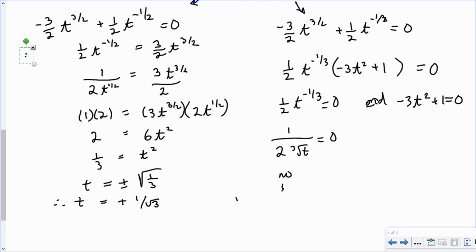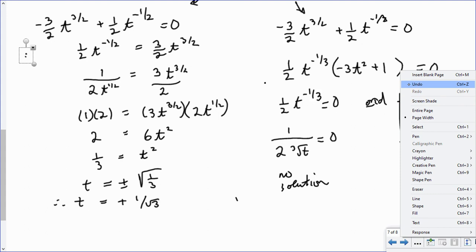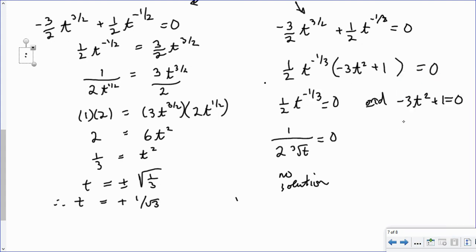In this expression, t equals 0. I can't solve that. There's no way that that fraction is ever equal to 0. The next one is negative 3t squared plus 1 equals 0. t squared equals 1 over 3, and then t equals plus or minus 1 over root 3.